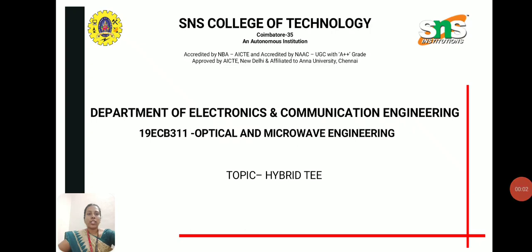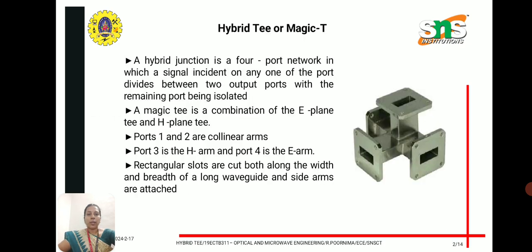Welcome to this video lecture on the subject optical and microwave engineering. Now we are going to discuss the topic hybrid Ts. So what are hybrid Ts? This is the combination of T junctions, E plane and H plane T. So it forms a 4-port device, so a 4-port network.